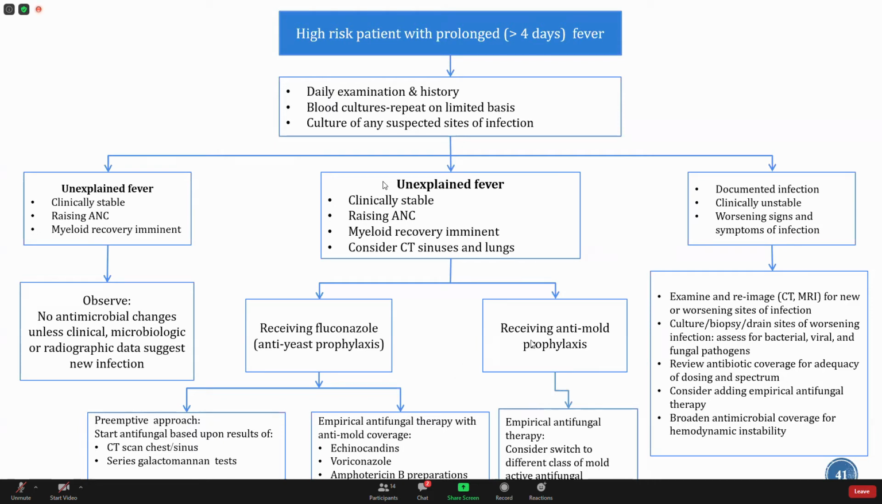But if they are on anti-mold prophylaxis, for example posaconazole, then voriconazole or posaconazole would probably not be the right option as empirical antifungal. However, if you have a radiological clue or serum galactomannan is positive, for example, the patient was on posaconazole, you can choose voriconazole in those patients, or you can choose an alternative, for example, caspofungin or amphotericin.